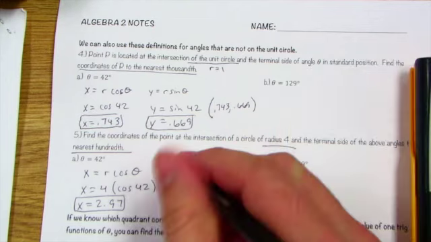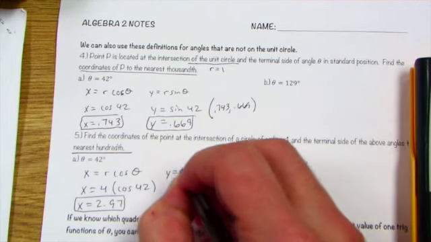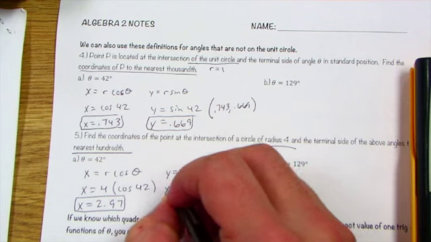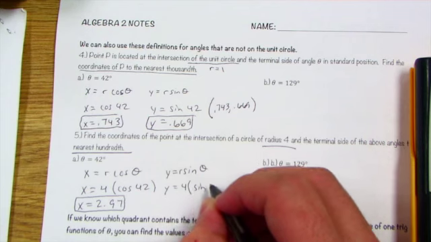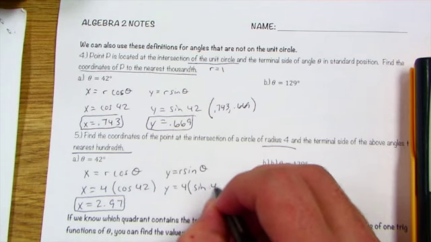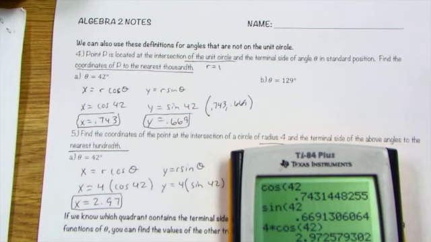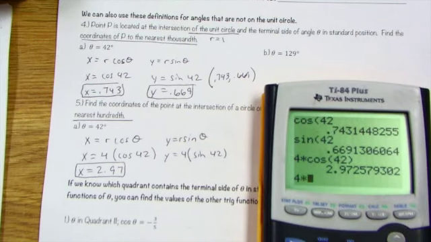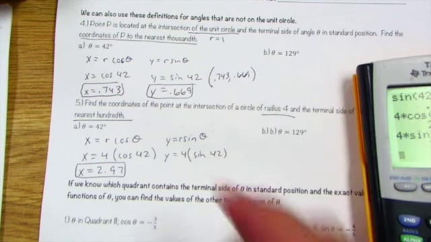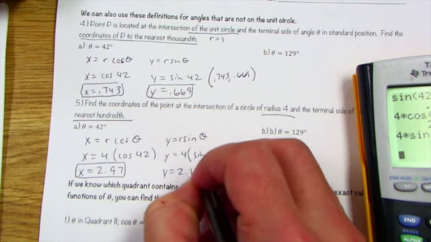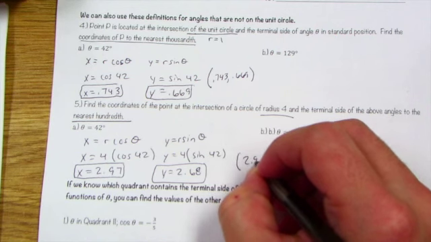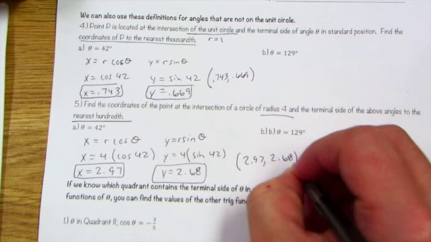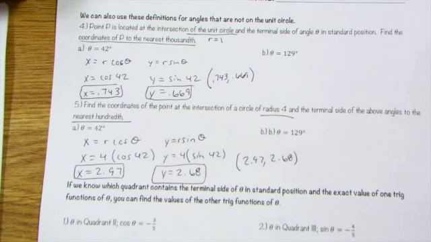And then our y equals r sine theta, which will just be 4 times sine of 42. So 4 times sine 42 is 2.68, y equals 2.68. There we go. So we can make our coordinate 2.97, comma 2.68. Okay, and the same thing for B.